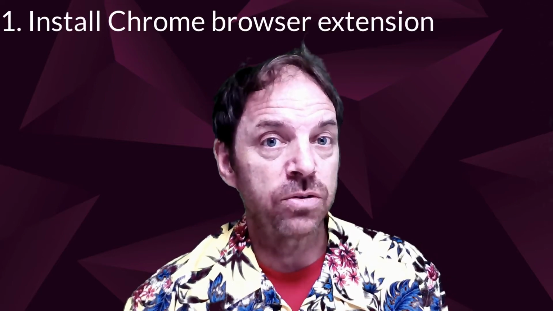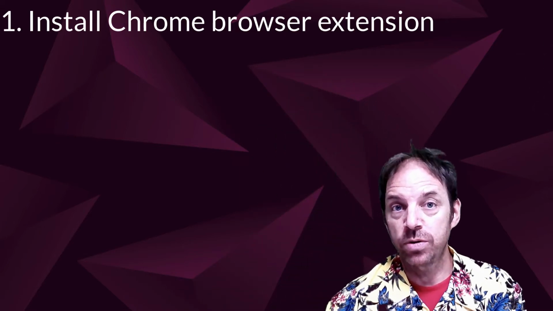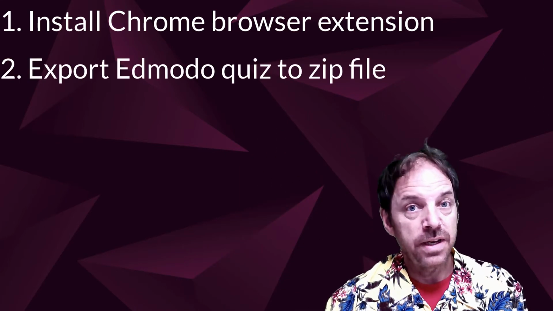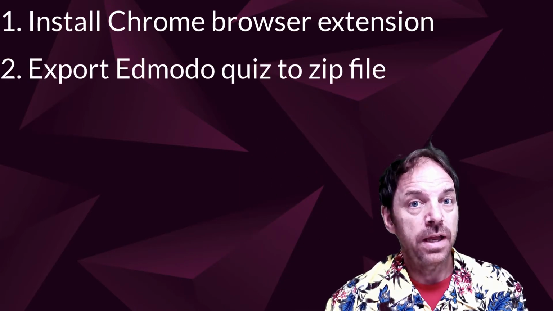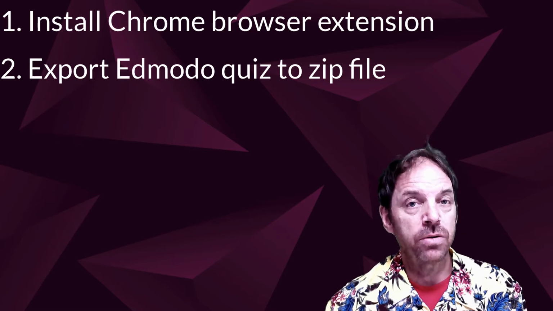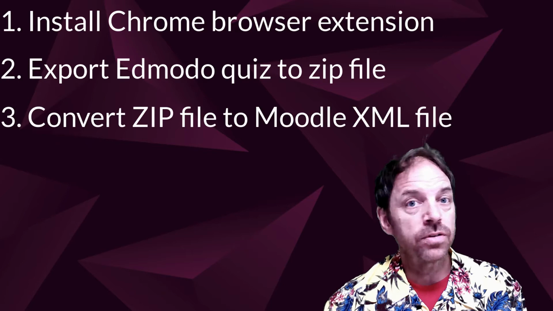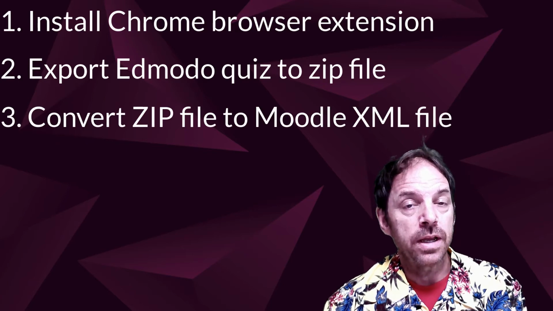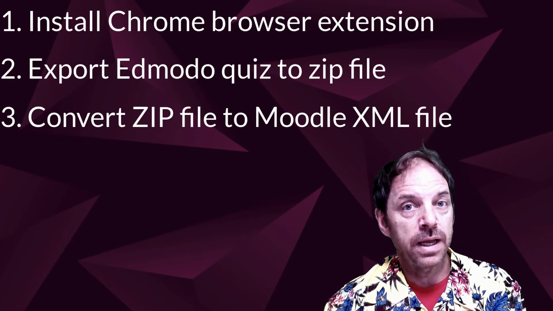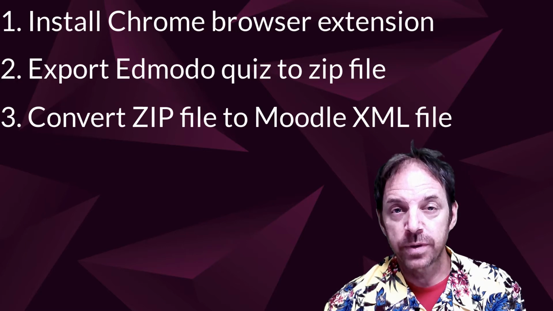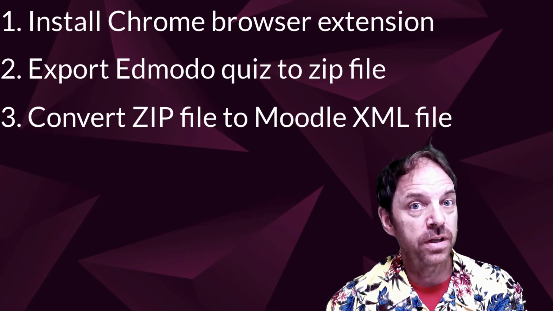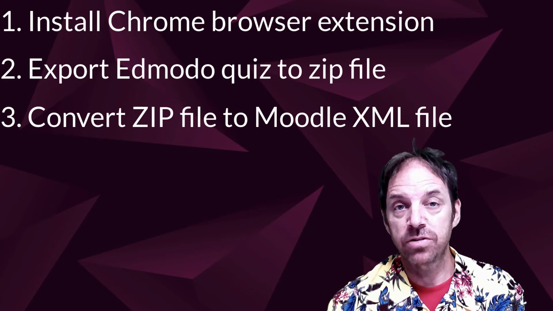The first step is that you need to install a browser extension that allows you to export Edmodo quizzes. And then the next step is that you need to export the quiz from Edmodo to a quiz zip file. Then using the quiz zip file, we convert that into an import file for Moodle. So you convert that quiz.zip file into an import.xml file that Moodle knows how to process.